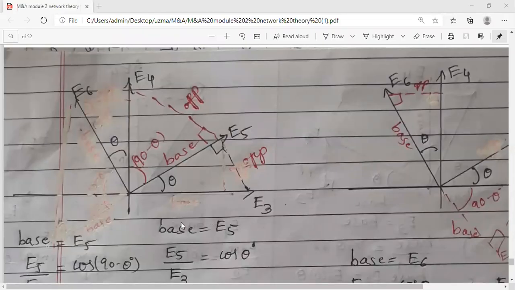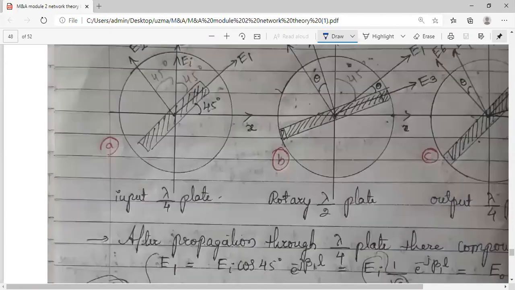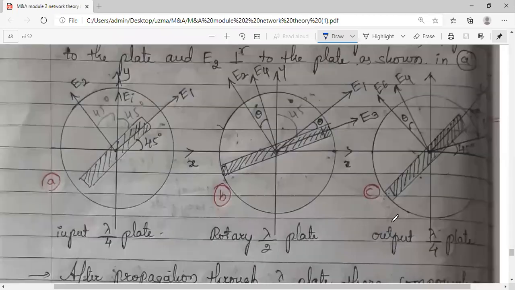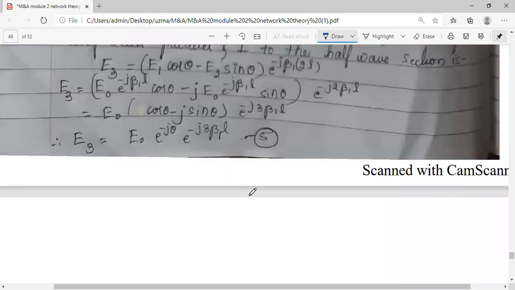So I need to tell you now how the amplitude for E5 and E6 has to be taken. So this is your figure, third circle. Let me just quickly show you the third circle. So this circle I have drawn. This is your base, and it is at 45 degrees. So the same figure I have drawn one more time.